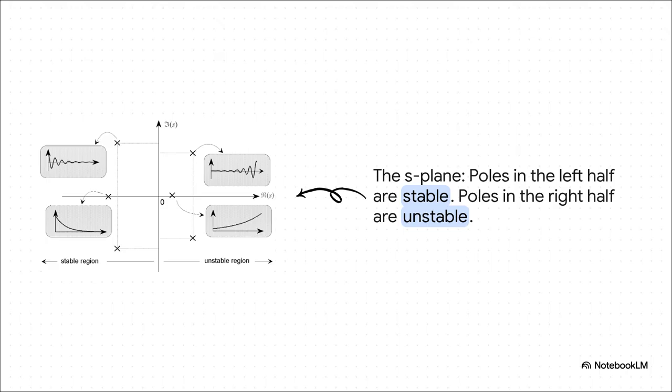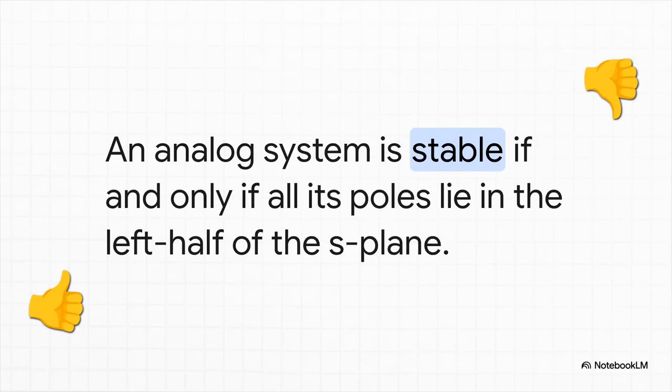That is textbook unstable. So that gives us our golden rule right there. For an analog system to be stable, all of its poles, every single one, has to be in the safe zone on the left side of that map. It doesn't matter if you have 100 poles in the safe zone. If just one of them crosses that center line into the right half, game over.